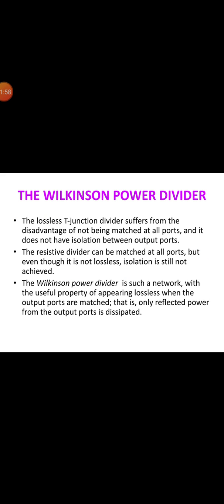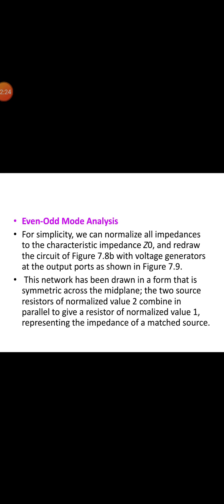Next we will see the Wilkinson power divider. The lossless T-junction divider suffers from the disadvantage of not being matched at all ports, and it does not have isolation between output ports. The resistive dividers can be matched at all ports, but even though they are not lossless, isolation is still not achieved. The Wilkinson power divider is a network with the useful property of appearing lossless when the output ports are matched. That is, only the reflected power from the output ports is dissipated.